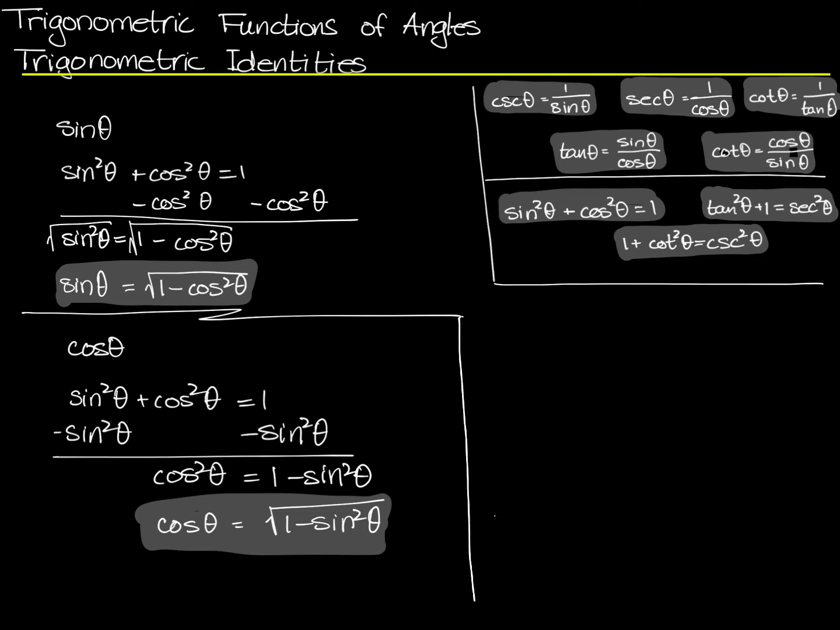Let's do another one. Let's try to write the secant of theta in terms of the sine of theta. There are a couple of approaches you might take. One is to notice that you have the secant squared of theta here. You can write that as tangent squared plus 1 and then take the square root of both sides.